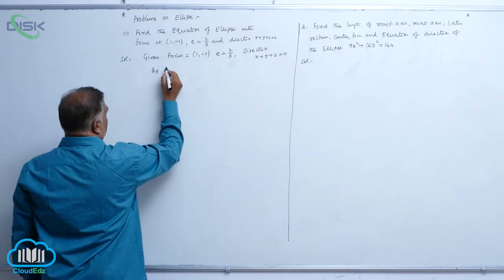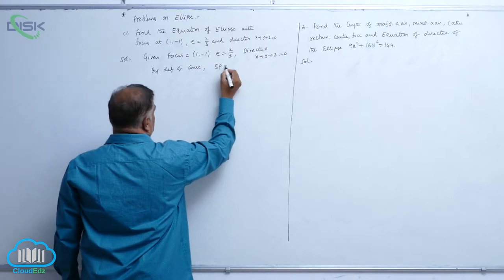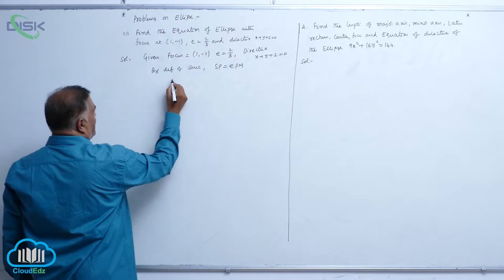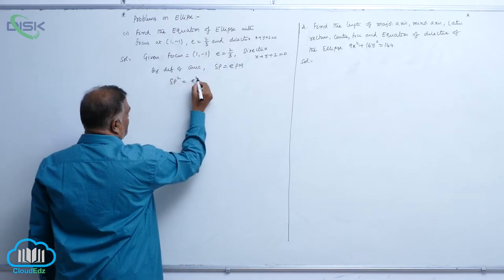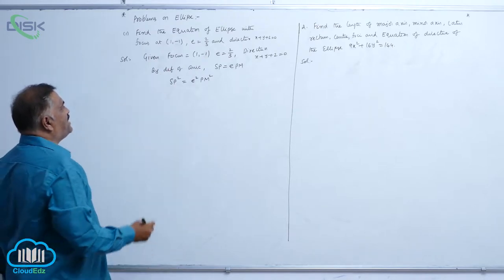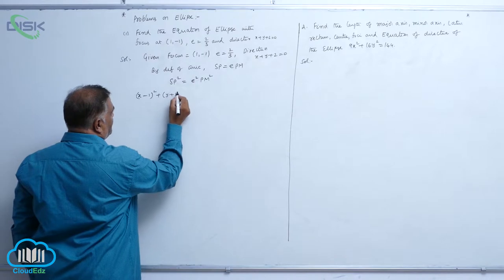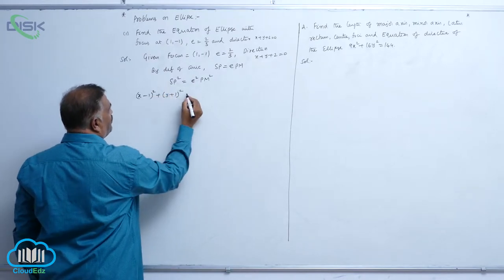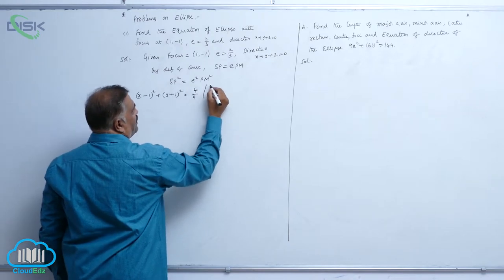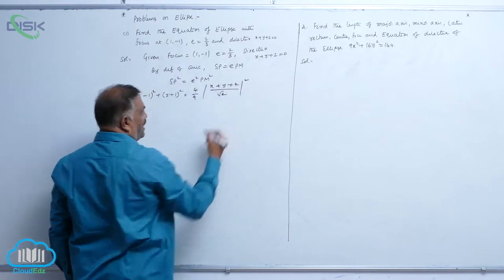So by the definition of a conic, that is the ellipse, we have SP = e times PM. Squaring on both sides, SP square is equal to e square PM square. Now let us see SP square: (x - 1) whole square plus (y + 1) whole square is equal to, now e square means 4/9, into ((x + y + 2)/root 2) whole square.